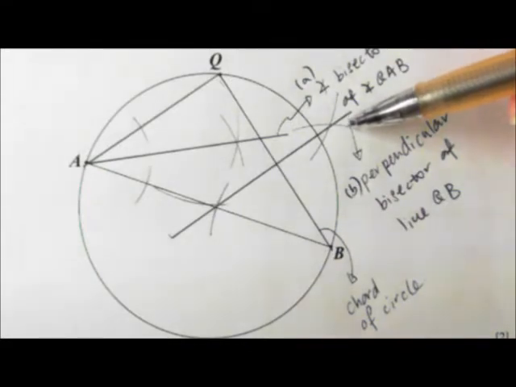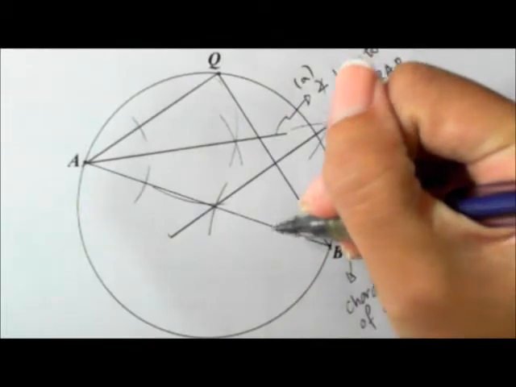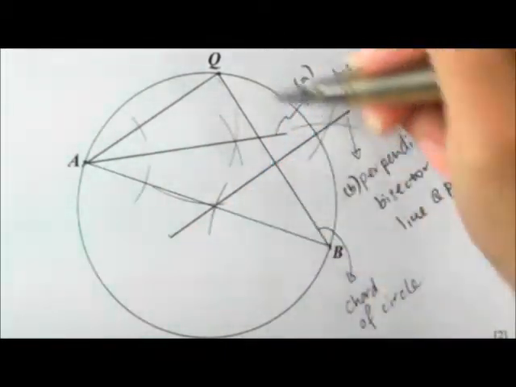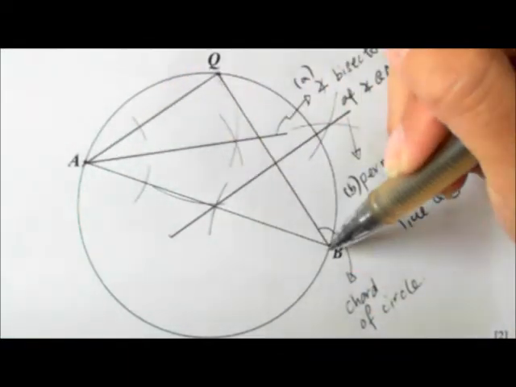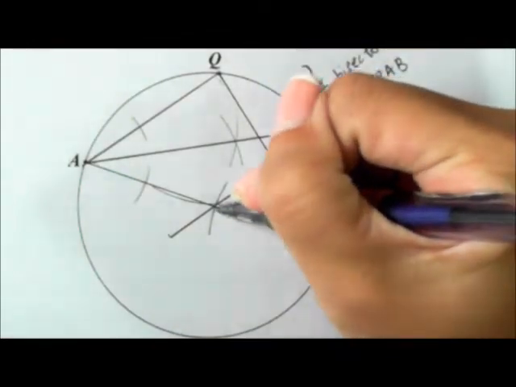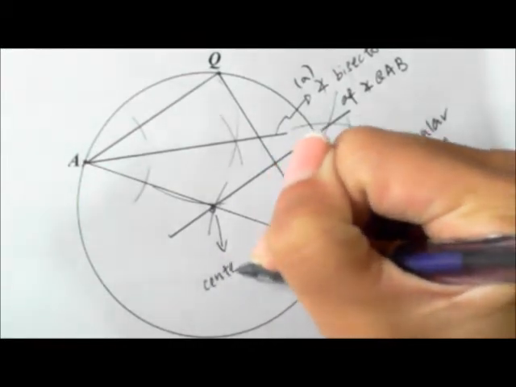center of the circle. Since AB is the diameter, it will pass through the center also. Therefore, the intersection of these two lines will be the center of the circle.